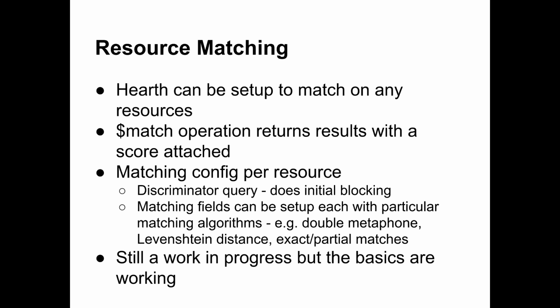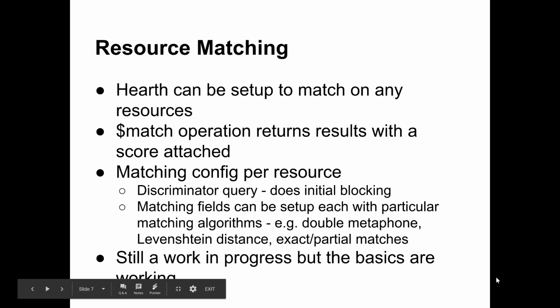So what you can set up is what we call a discriminator query. It's also called blocking in matching theory. It's called a blocking algorithm. So what this does is it allows you to determine a particular set of fields that you want to block on.